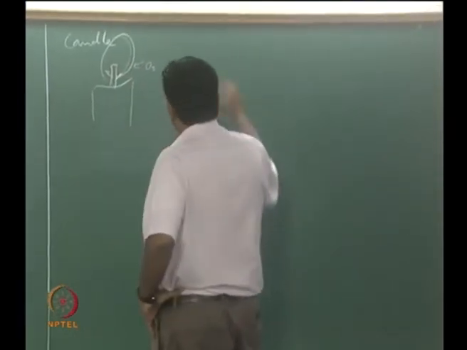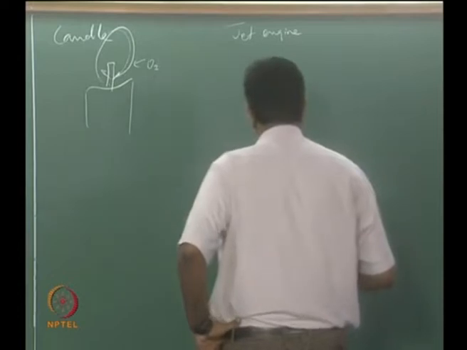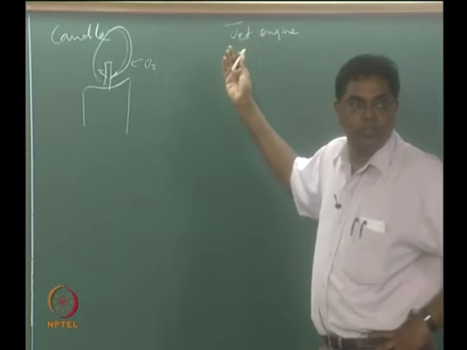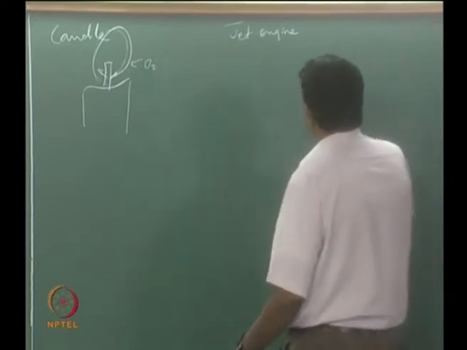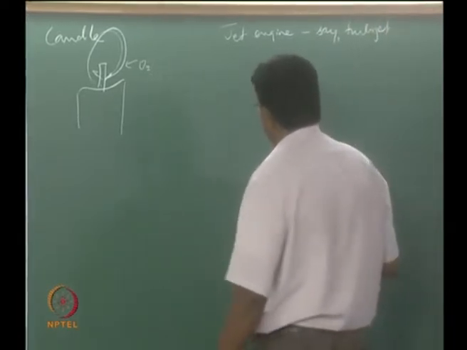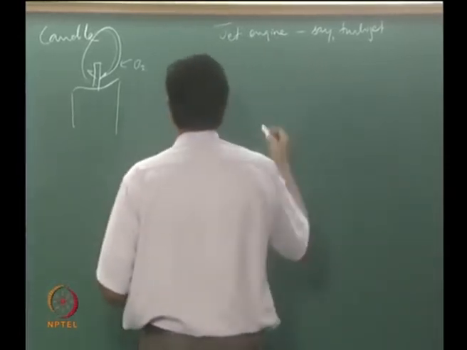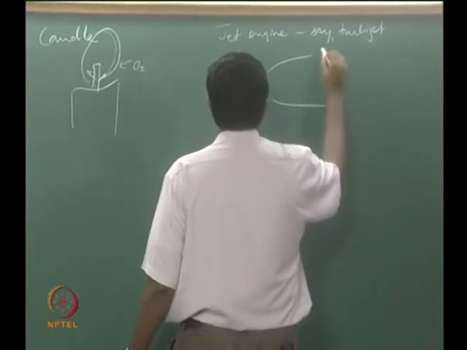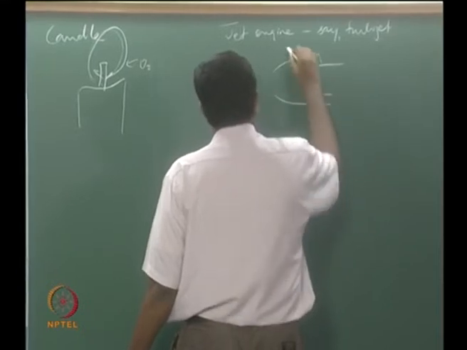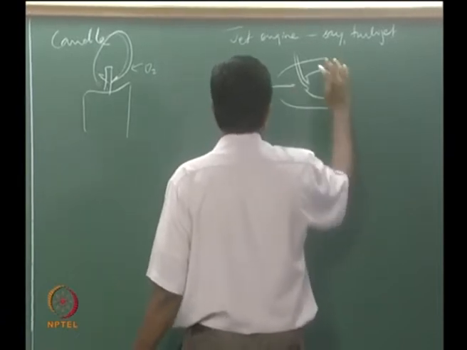But if you look at a jet engine, let's get a little bit more specific. What's your favorite jet engine? Anybody? Turbojet. Okay, say turbojet. Of course, I'm interested only in the combustor of the turbojet. I'm not interested in the compressor and the turbine and so on. So I'm going to draw some sort of a schematic of how this looks. You have a fuel injection and then a swirler, and then you have a flow that's coming out. I made a mistake.